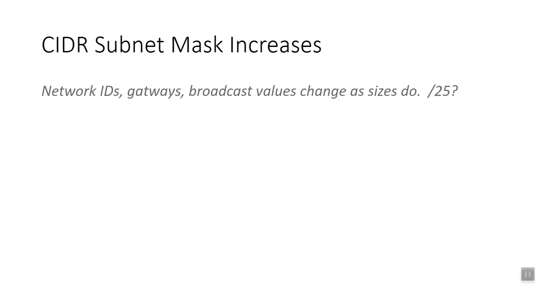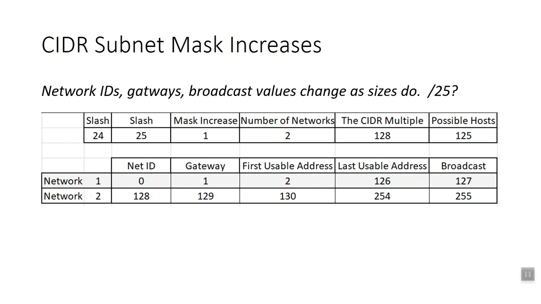So here we're going to increase the value to 25, right? We want to know, how do the network IDs, gateways, and broadcast values change as the sizes change? What you see here, from the /25 template, is that the mask increased by 1. The CIDR multiple is 128 instead of 256. We have 125 possible hosts. We have 2 networks, network 1 and network 2.